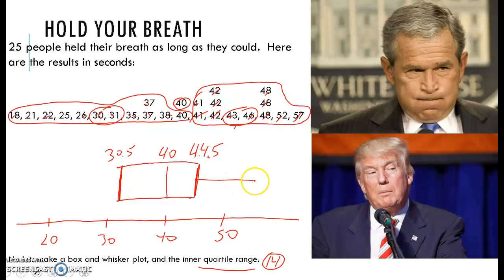Then we have the whiskers. The top whisker goes to the maximum value, which is 57, and the bottom whisker goes to the minimum value, which is 18. And that is a box and whisker plot.